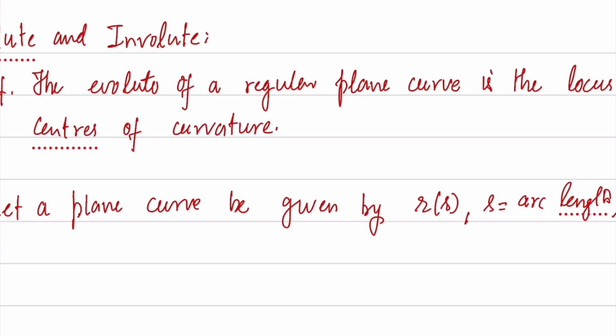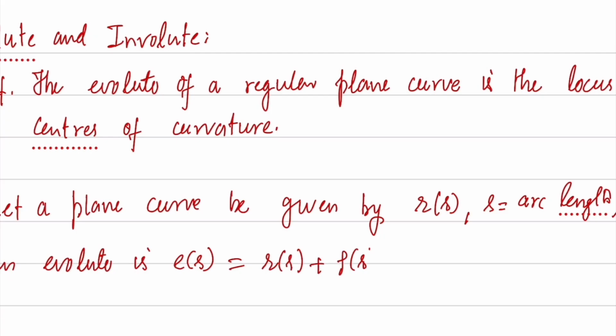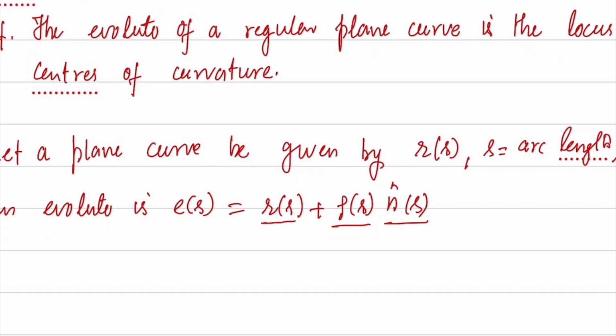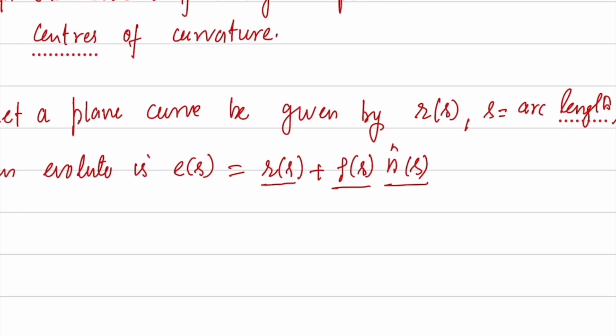Then the evolute, which we can denote by E of s, is equal to r of s plus rho of s into eta, where this eta is also n of s. Here r of s is the given curve, rho of s is the radius of curvature, and n of s is the unit principal normal vector, or we can say a unit vector in the direction of the principal normal. Now similarly, we can define the involute.